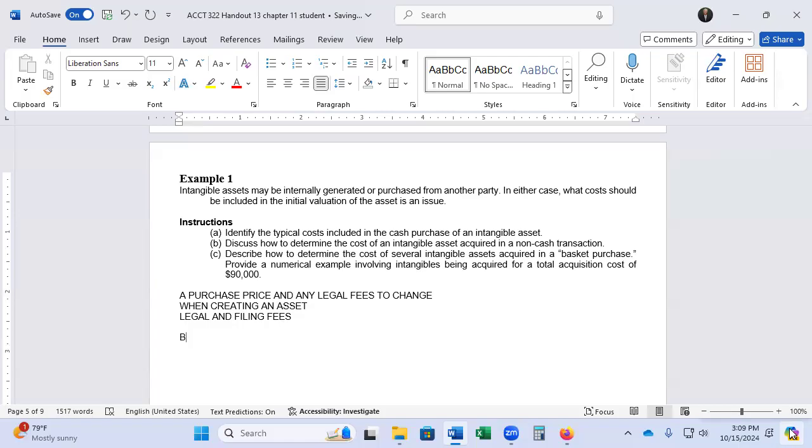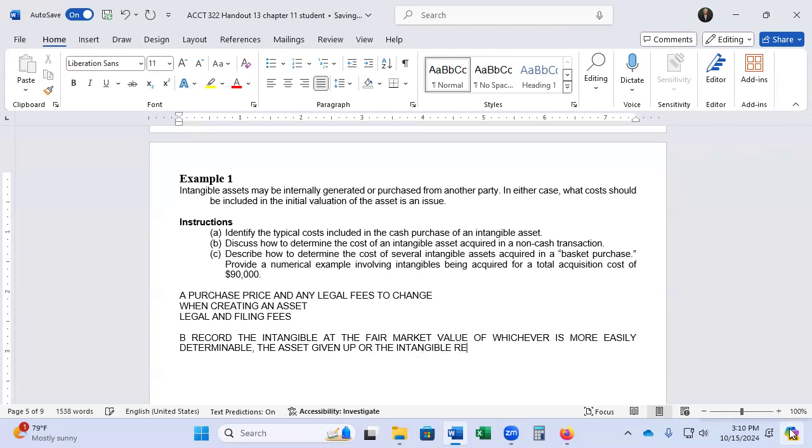Part B says, discuss how to determine the cost of an intangible asset acquired in a non-cash transaction. And so you record the intangible at the fair market value of whichever is more easily determinable: the asset given up or the intangible received.